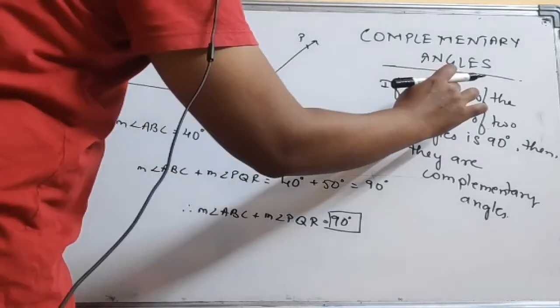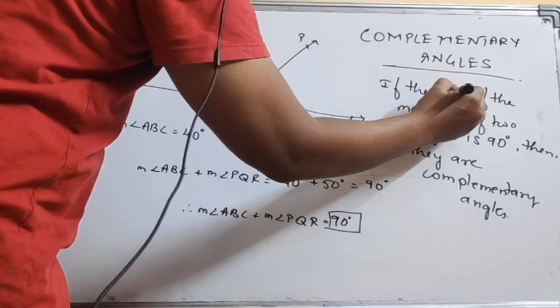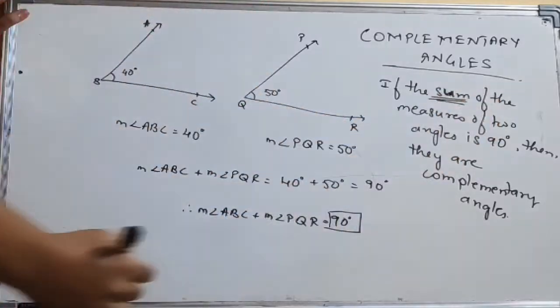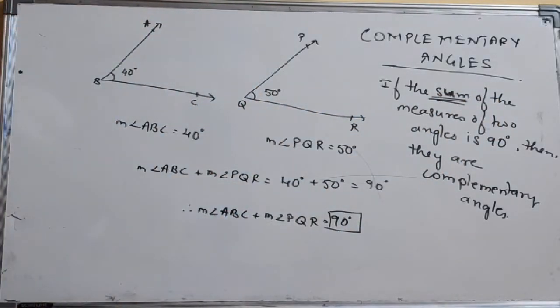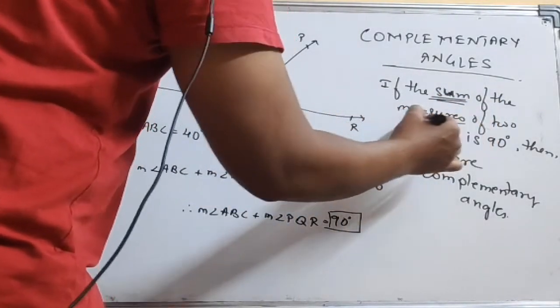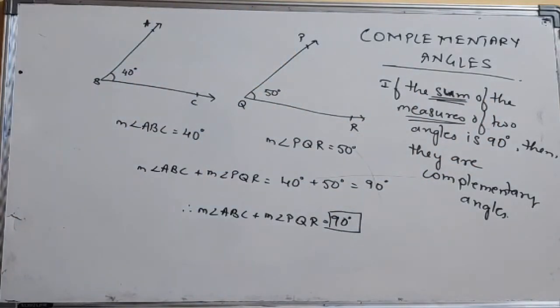Students, the important word is this sum. The sum, the addition of the measures. So if you have two angles and if you add their measures and the addition is 90 degrees, then they are called complementary angles.